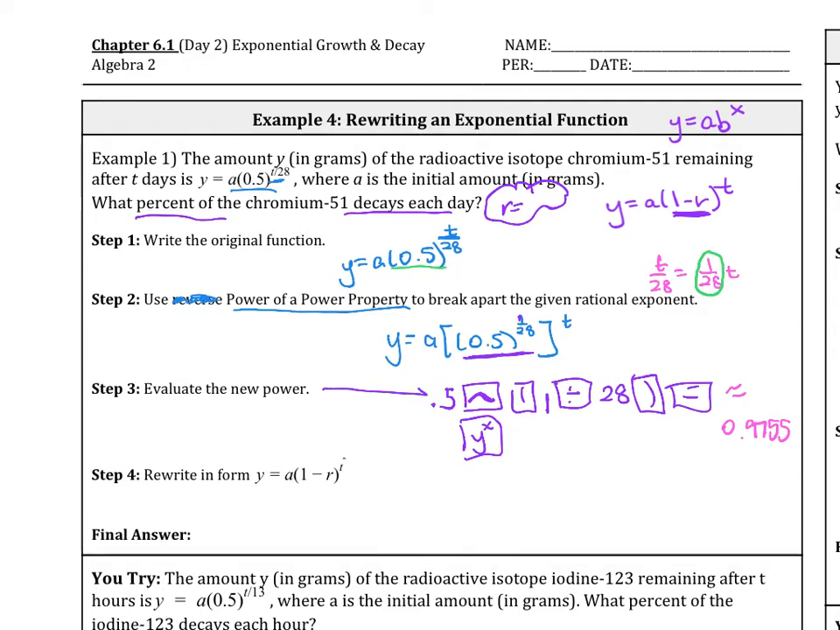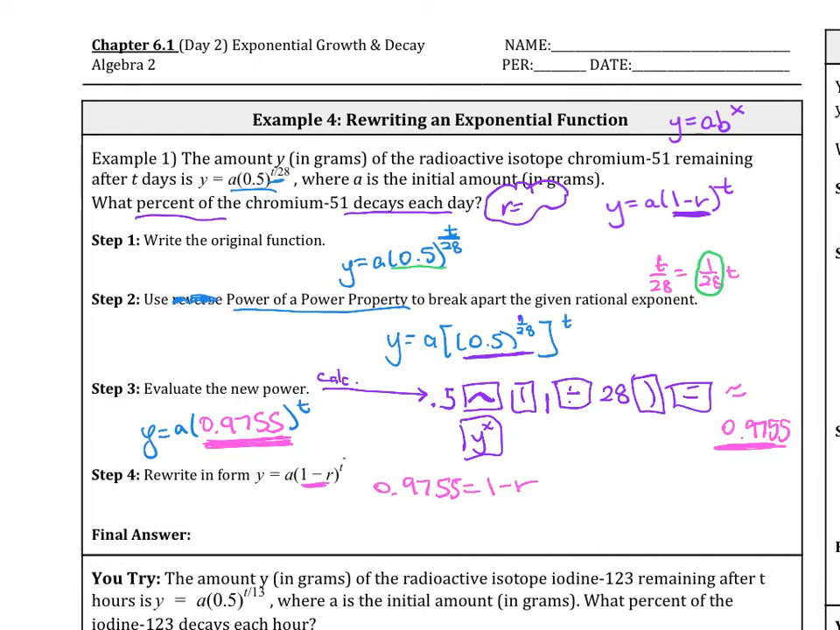So let's rewrite that. We evaluated the new power by using our calculator. And then you're going to rewrite the equation with what we have here. So we have y equals a times 0.9755, and that's raised to the t. We saw this in the previous lesson, where we have a number inside here raised to the t, and so we're going to evaluate so we can find r. So we set this 0.9755 equal to the 1 minus r. There are just more steps to this, but just adding on what we did in the previous lesson.